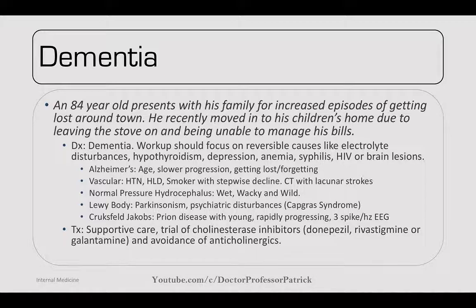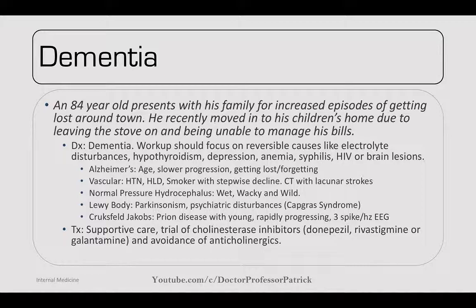Next is normal pressure hydrocephalus. This is the classic triad of wet, wacky, and wild. And on CT, you would see enlargement of the ventricles. Next is Lewy body dementia, which is often presenting around or before Parkinsonian symptoms, and it's dominated by psychiatric disturbances like Capgras syndrome, where you think your loved ones are replaced by imposters.